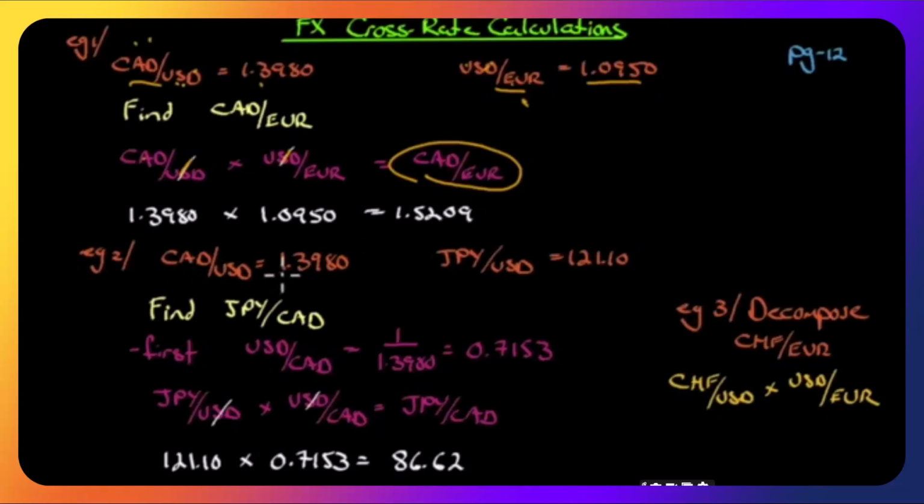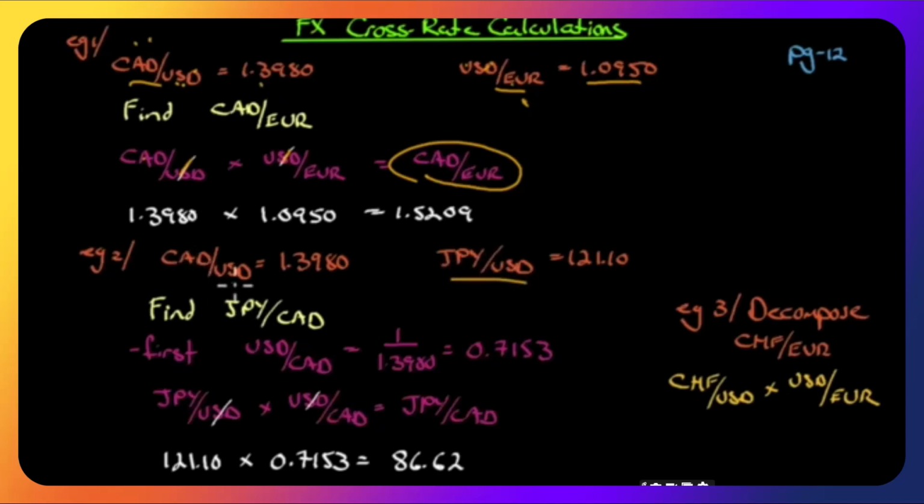CAD over US is 1.3980. Yen over US is 121.10. Find the yen over Canadian. Well, we can't put these together. Why? Because the US is the denominator on both. They don't cancel out. So we need the yen in the numerator. Here it is in the numerator. We're going to leave this pair the way it is.